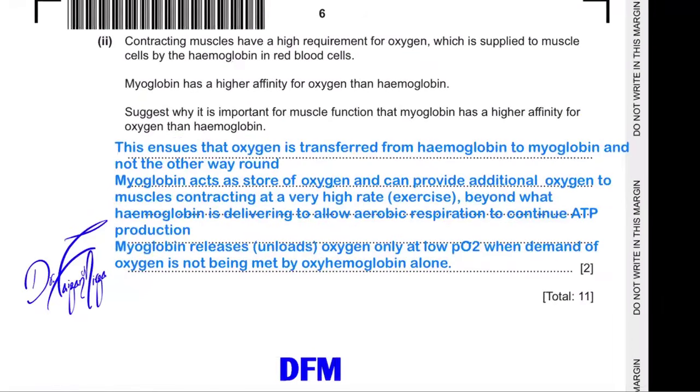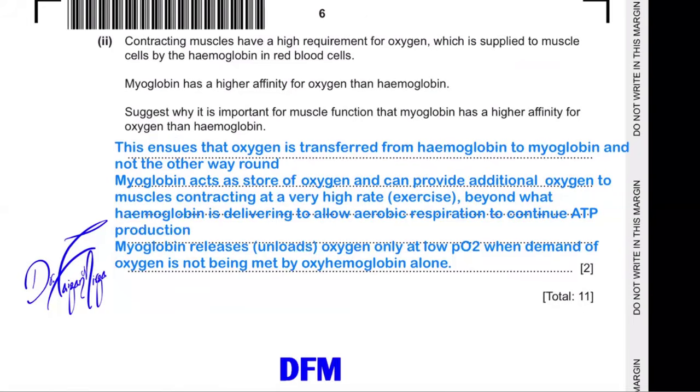Contracting muscles have a high requirement of oxygen, which is supplied to the muscle cell by hemoglobin. We see myoglobin has a higher affinity for oxygen than hemoglobin. So explain why it is important for muscle function that myoglobin has a higher affinity. Why not lower affinity? Because if it had lower affinity, it would lose oxygen before hemoglobin could lose it. So this ensures oxygen is transferred from hemoglobin to myoglobin and then to the muscle, and not the other way around.